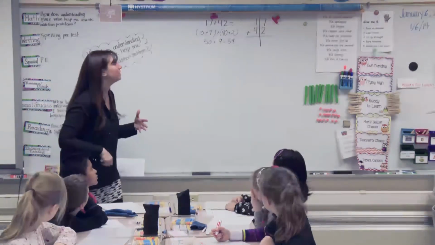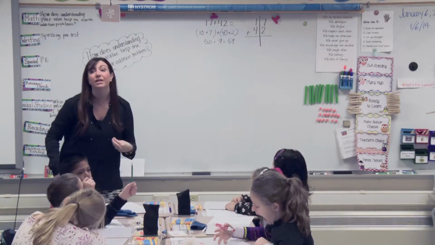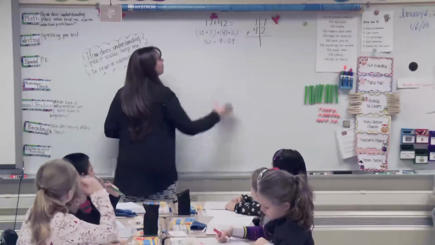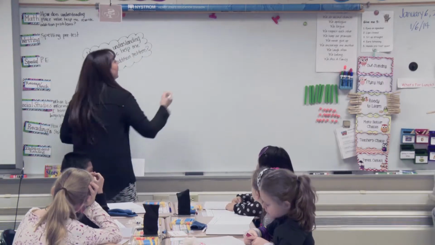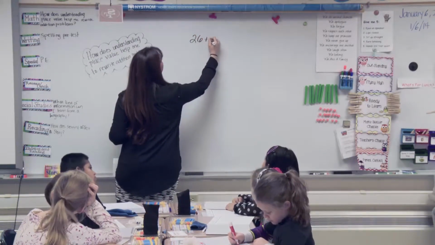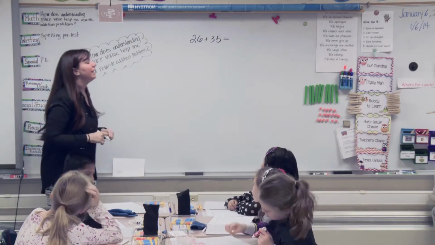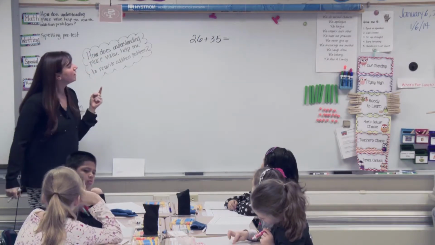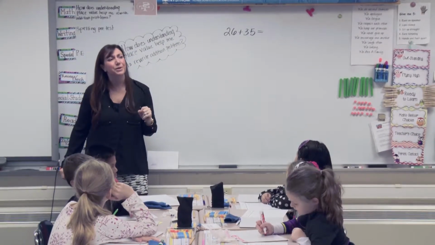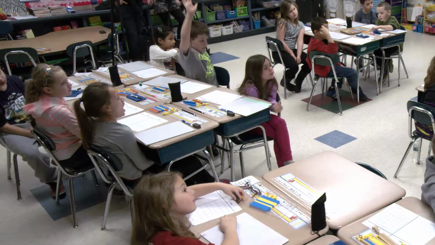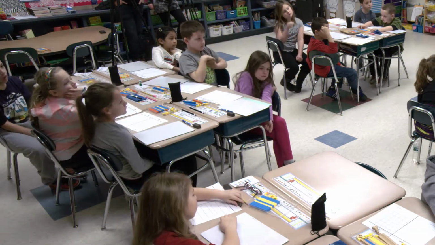And that's why it's important to know how to rewrite a problem so it can help you solve it, especially if you need to regroup, okay? So are we ready to listen to how I would solve a problem and rewrite? Okay. So let's say I have 26 plus 35, okay? And I need to rewrite it because I'm looking at it and I already know, 6 ones and 5 ones. Am I gonna have to regroup? Yes. How do I know that I'm gonna have to regroup? Joey? Because it's over 9. My sum in the ones place is over 9, okay?